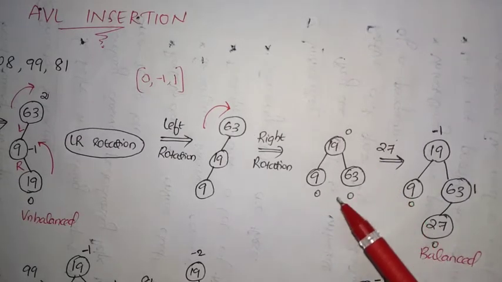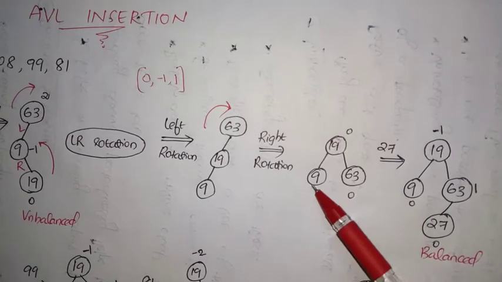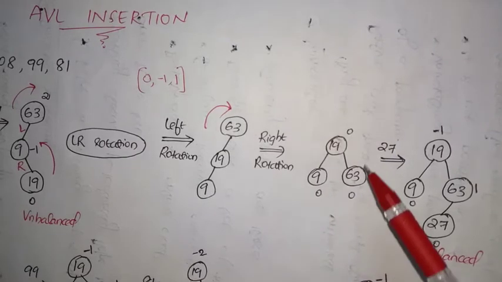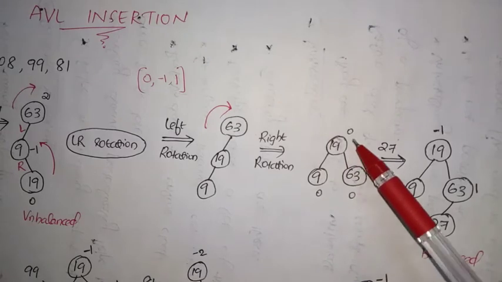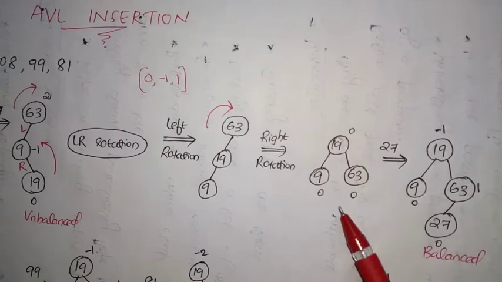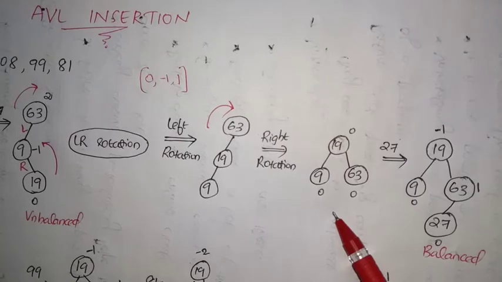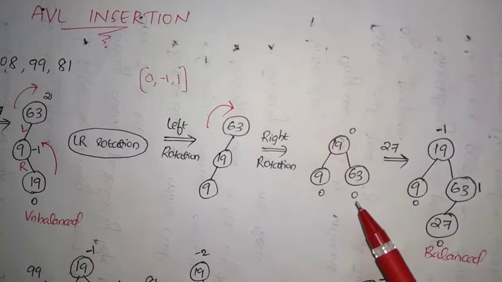Let's check the balancing factor of each node. These are leaves, so the balancing factor is 0. In this case, height of the left subtree 1 minus height of the right subtree 1, so 1 minus 1 is 0. This actually became a balanced tree. So no problem. We can proceed with the next element.